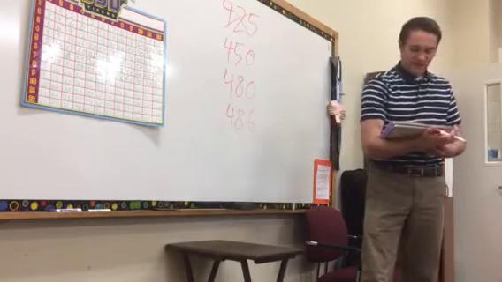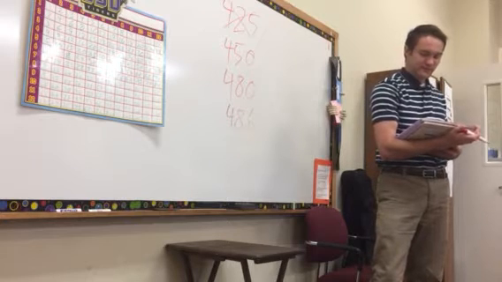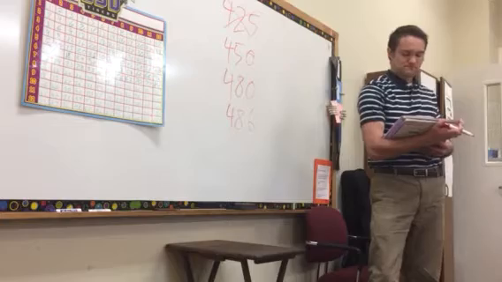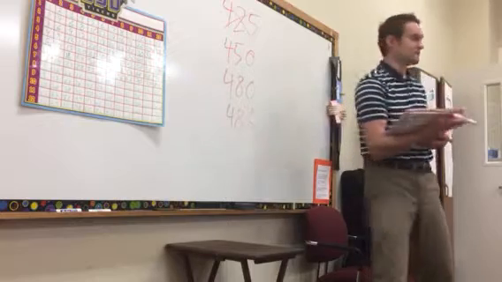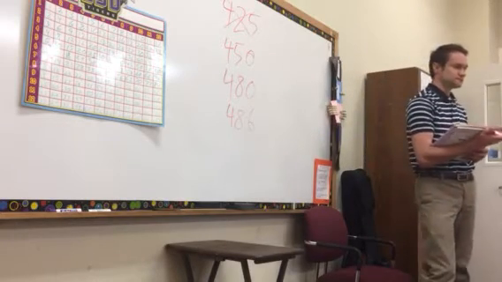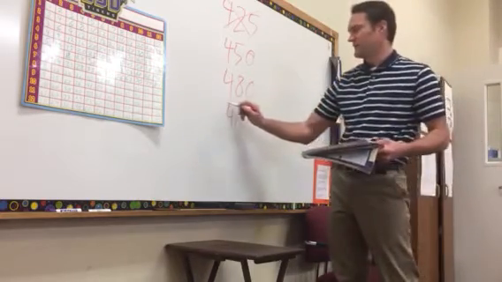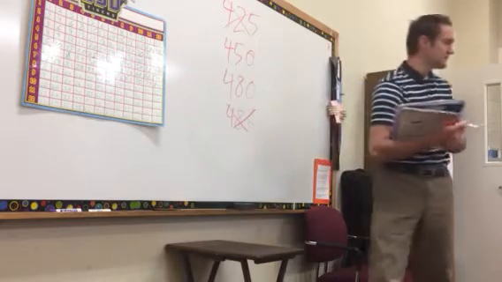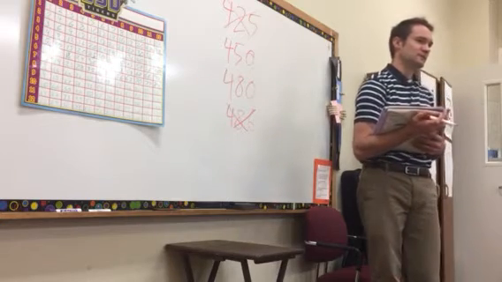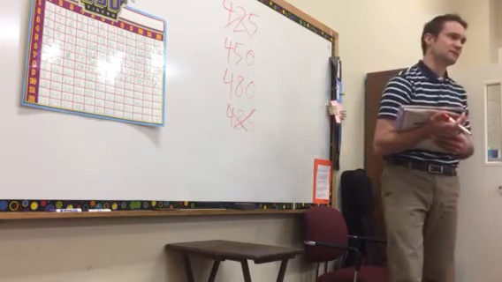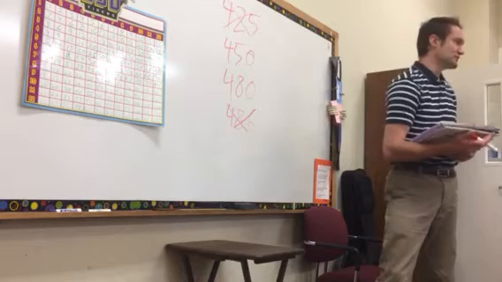What about step 2? We'll check for divisibility by 5. Of our remaining ones, there's one that is not divisible by 5. Karis? 486 is not divisible by 5. Why? Because there has to be a 5 or 0 at the end, and that doesn't have a 5 or a 0 at the end.